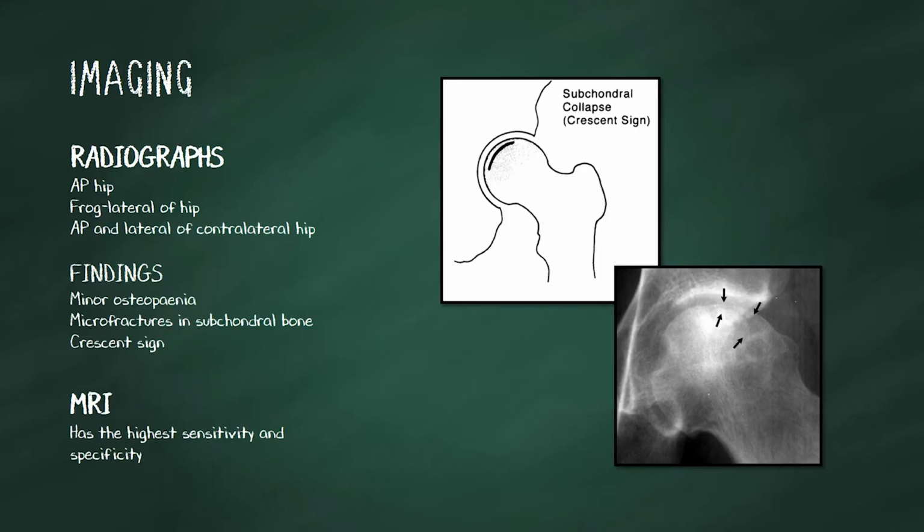Plain radiographic findings are unremarkable in the early stages of AVN, but an X-ray of the pelvis is the most appropriate initial imaging study in patients who present with hip pain. MRI shows signs of AVN well before plain film X-rays do.